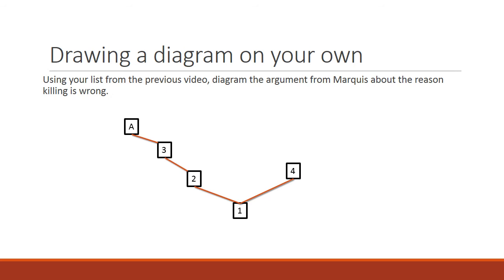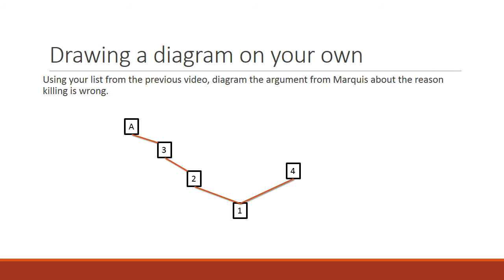One thing you can do is to add premise indicators to any of the premises in the argument and link them to the following conclusion with a conclusion indicator and just see if the sentence makes any sense. Let's try that with this diagram.